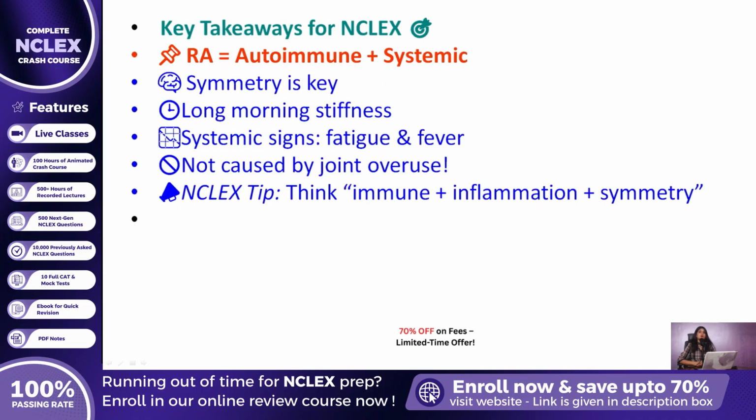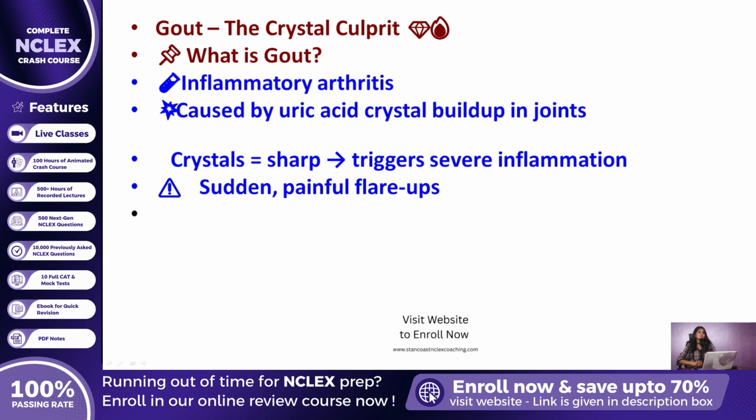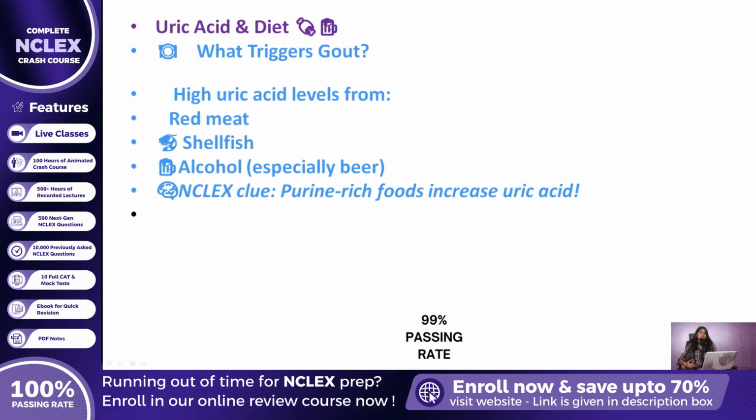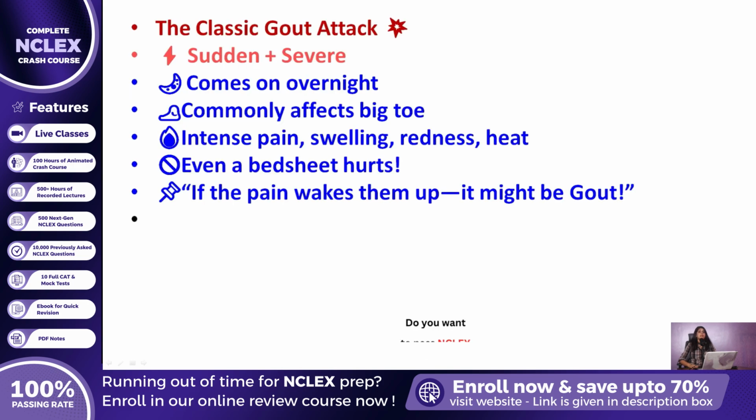Next, let us talk about gout, and this one is hard to miss once you have seen it. Gout is a type of inflammatory arthritis that is caused by the buildup of uric acid crystals in the joints. These sharp crystals trigger intense joint inflammation and pain. It is often brought on by eating a high purine diet, which includes foods like red meat, shellfish, and alcohol, especially beer. What makes gout stand out is how sudden and severe the pain is. It typically comes on overnight, is extremely intense, and most commonly strikes the big toe. The affected joint becomes red, hot, swollen, and incredibly tender.